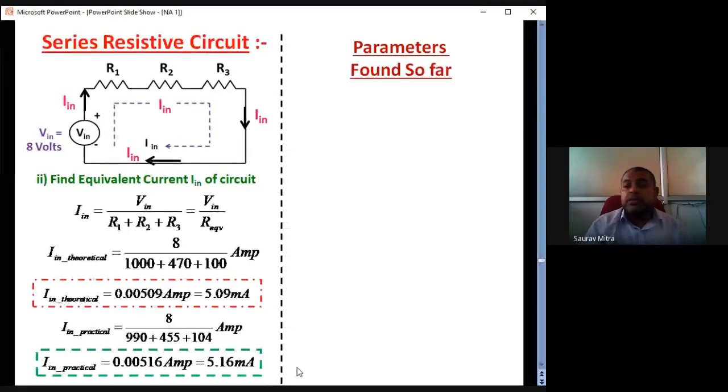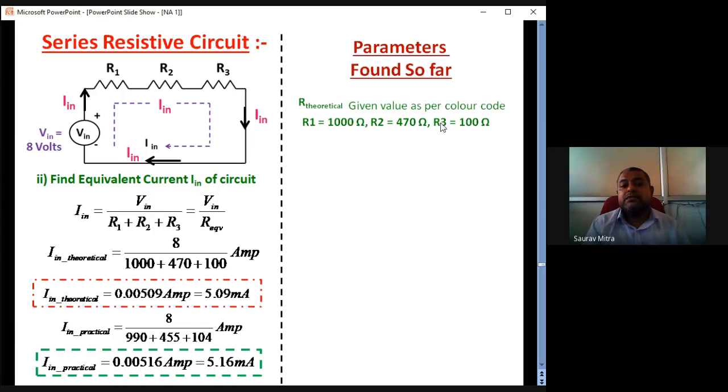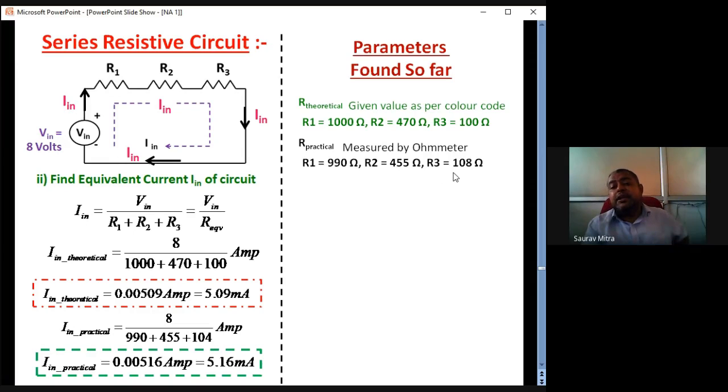Parameters found so far: we have done only the first two objectives of this experiment. Initially the theoretical values 1000, 470, 100. After you have gone to your table and measured them by ohm meter, you find some deviations. I've just taken a case: 1000 is showing 990, 470 is showing 455, and 100 is showing 104. I'm sorry, this should be 104. Please correct it. 108 cannot be, because 108 goes beyond the tolerance level. So this should be 104, as shown here. Please correct it.